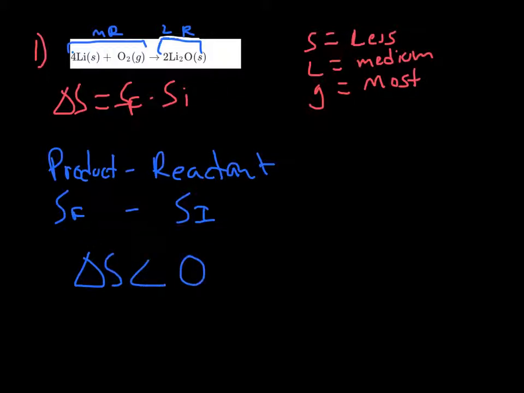Now let's pretend to put numbers on here. Say this was 5, this would be 10. That would be like 5 minus 10 equals negative 5, which is less than 0.